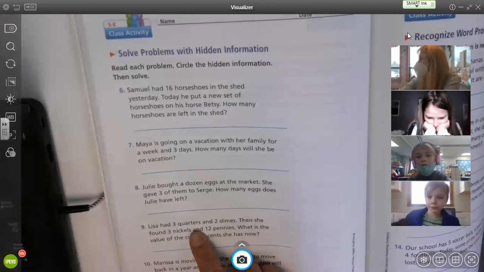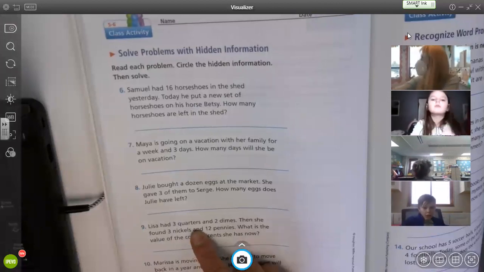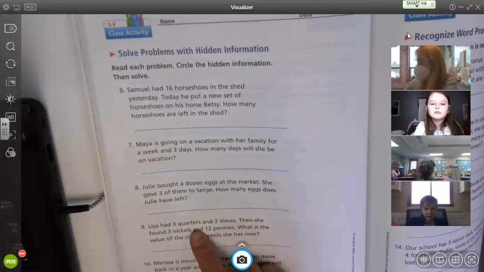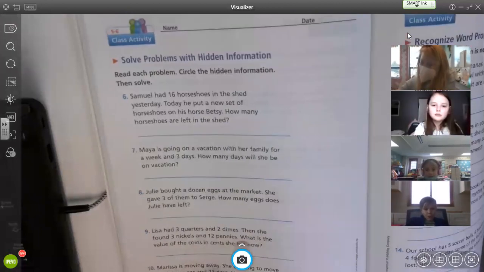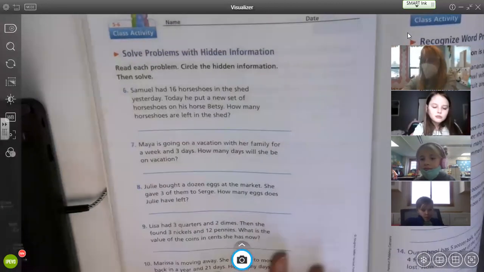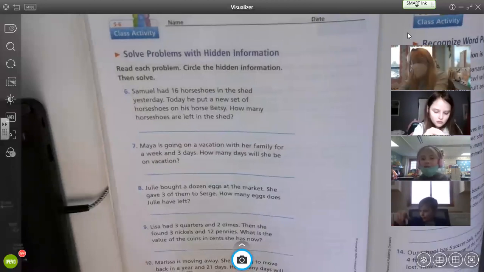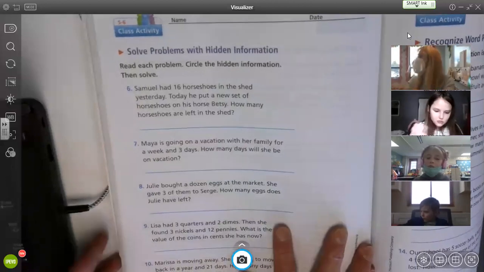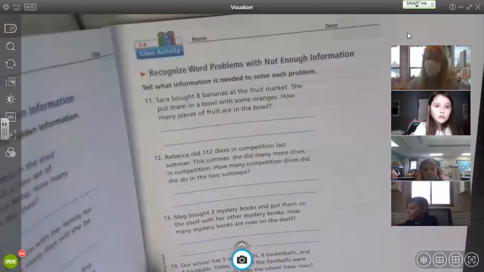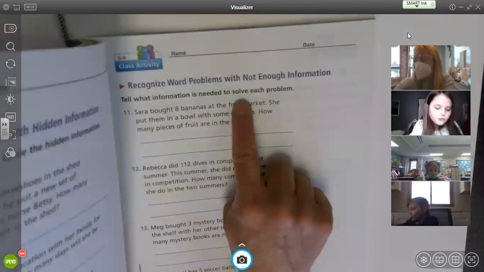What does a quarter stand for? Everybody. 25. What about a dime? 10. What about a nickel? 5. What about a penny? 1. Those are words that are hidden information. And then a year was worth how many days? 365 and a quarter. So those were hidden words or information.